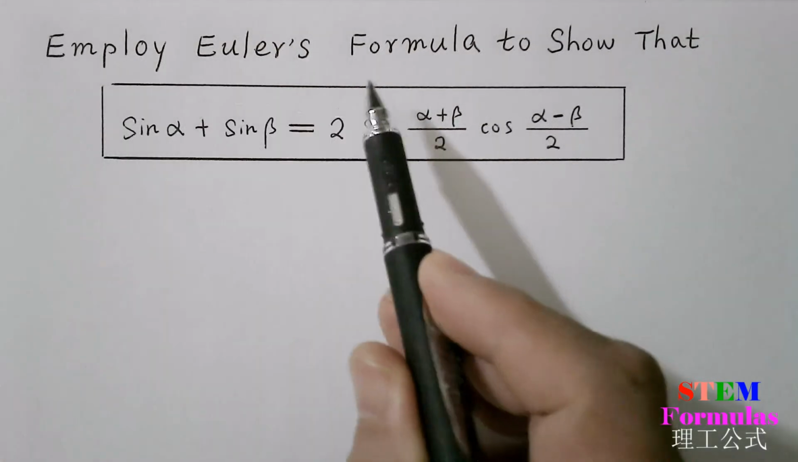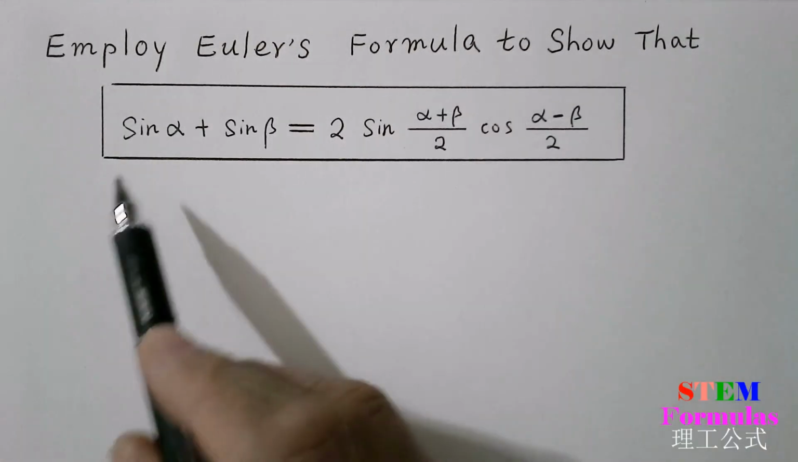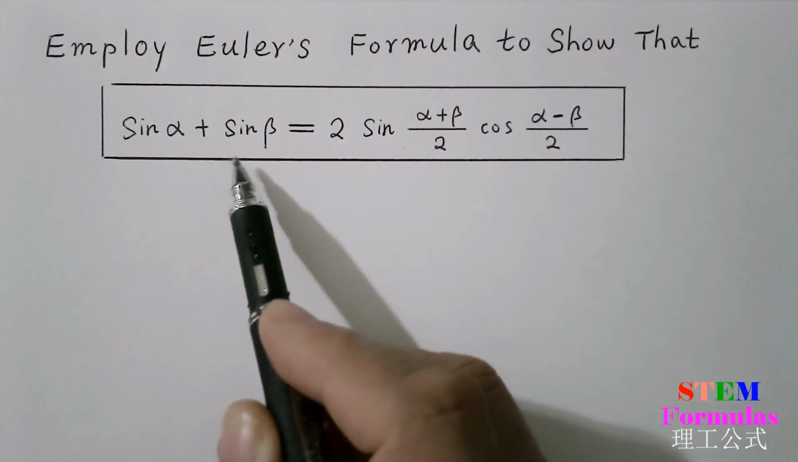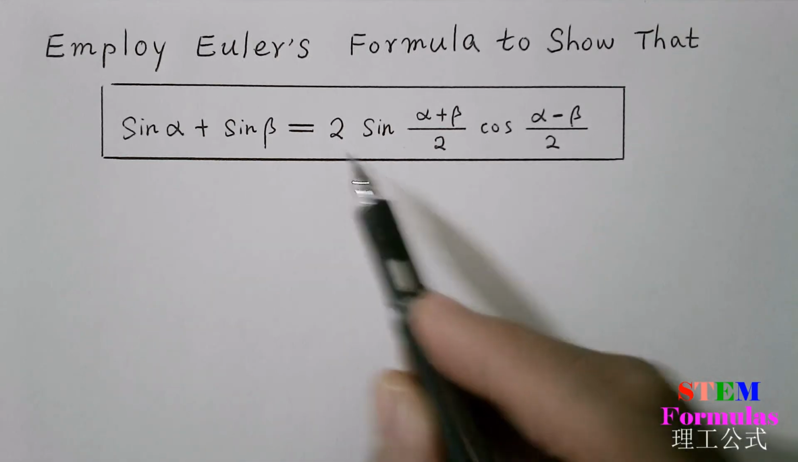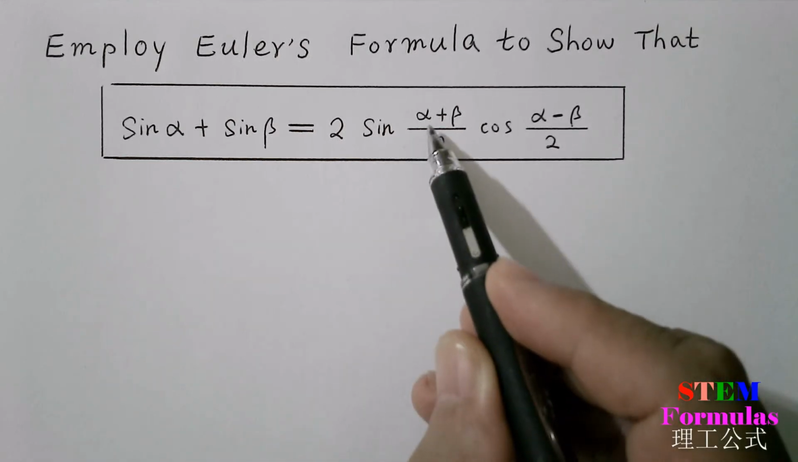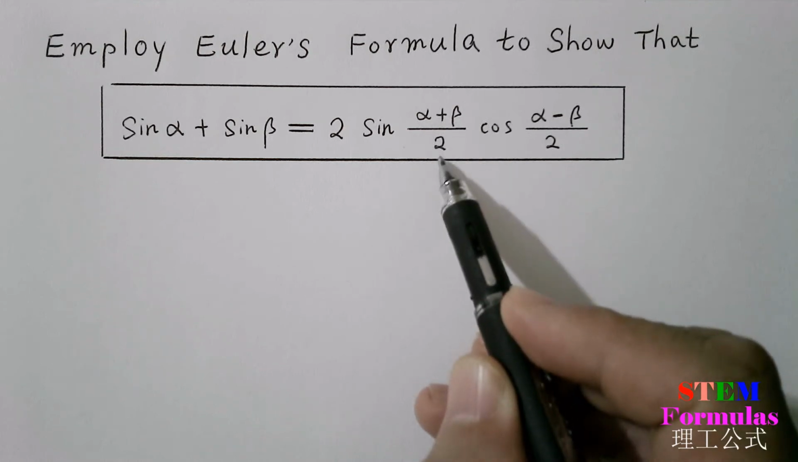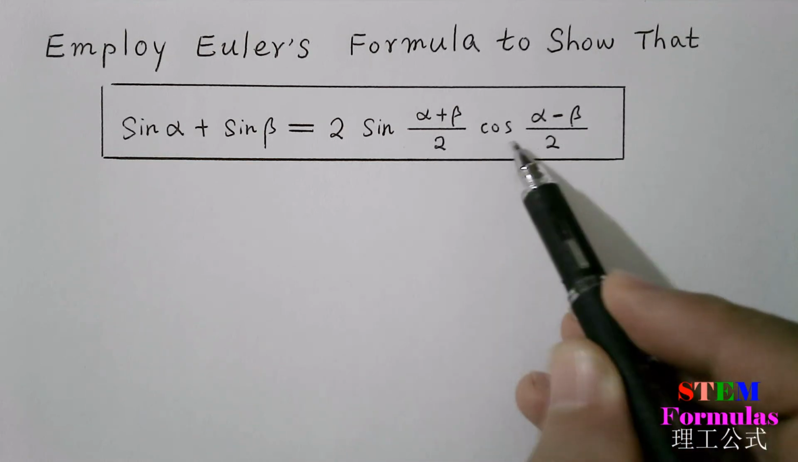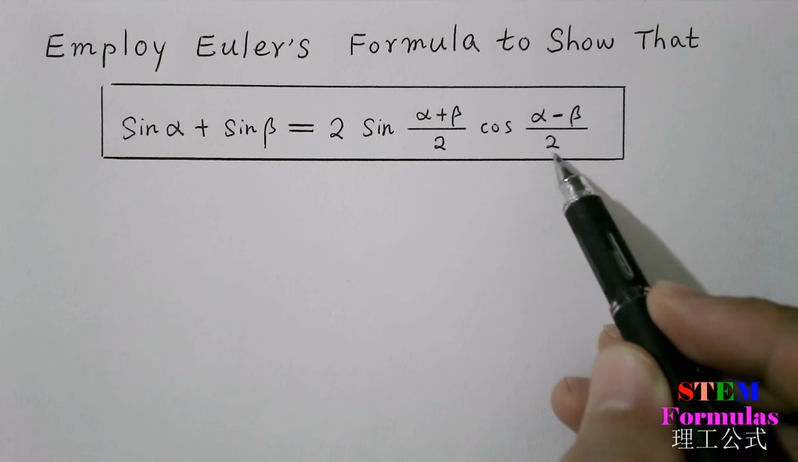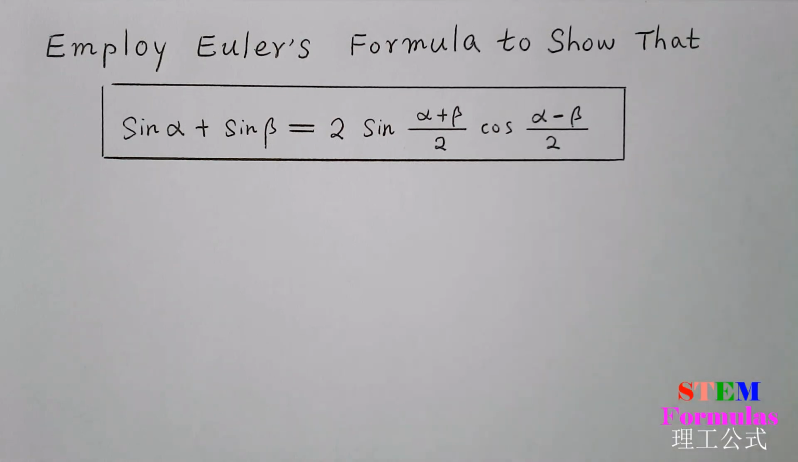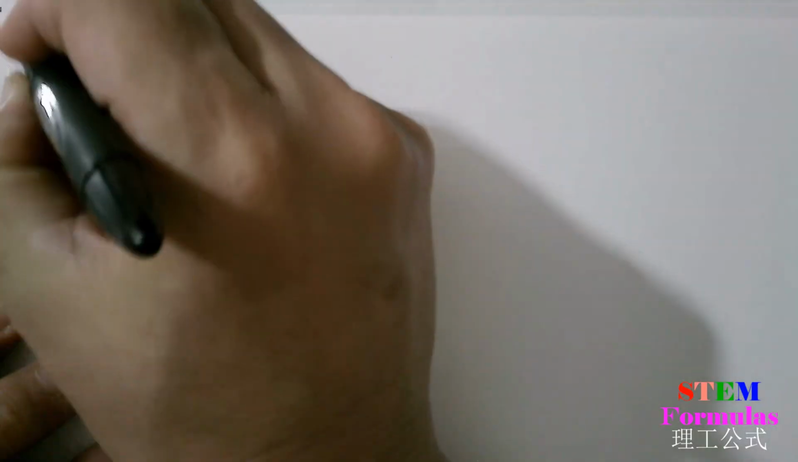Employ Euler's formula to show that sine alpha plus sine beta equals 2 times sine of (alpha plus beta) divided by 2 times cosine of (alpha minus beta) divided by 2. Prove.